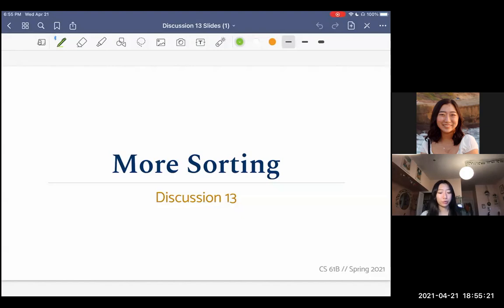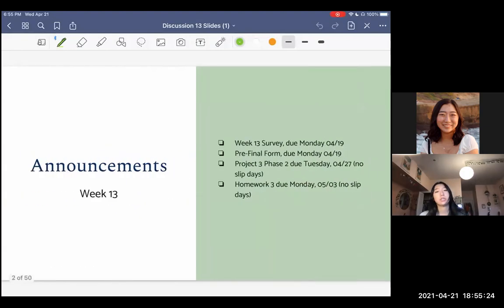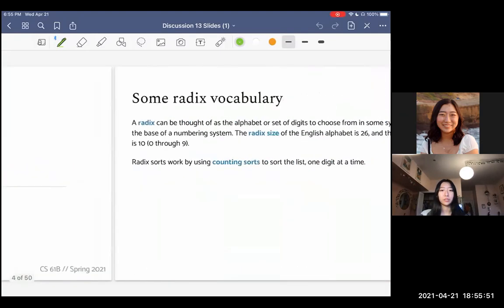Today, we're going to cover some more sorting, and first, we have some announcements, the ones that are relevant by the time this video is released on Wednesday. Project 3 Phase 2 is due Tuesday, April 27th. There are no slip days whatsoever for that. And homework 3, which is some more conceptual review, is due on Monday, May 3rd. And again, there are no slip days for that because we'll release the solutions afterwards so you can study with them. With that all being said, we can jump into the content review.